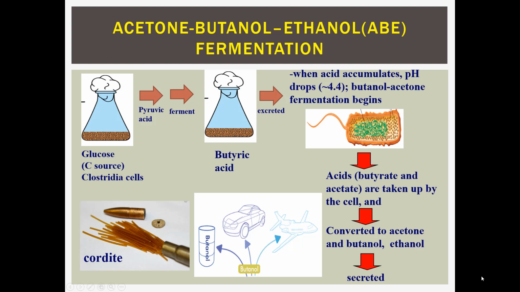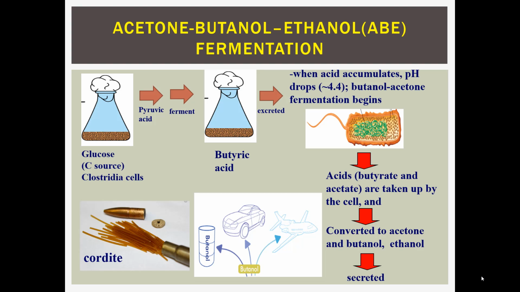The microbial production of acetone and butanol was one of the first large-scale industrial fermentation processes of global importance. Acetone has been used for the production of cordite, which is a smokeless munitions powder used during the First World War. Butanol, on the other hand, has been used as a biofuel. It is actually a more efficient biofuel than ethanol.